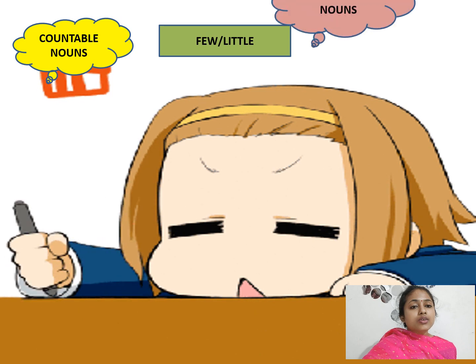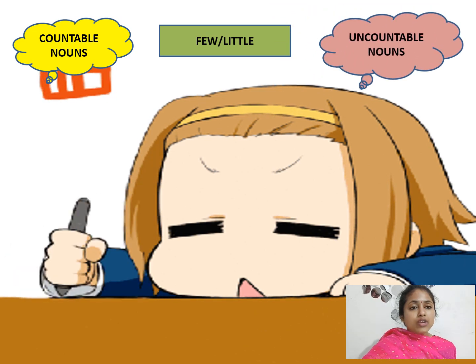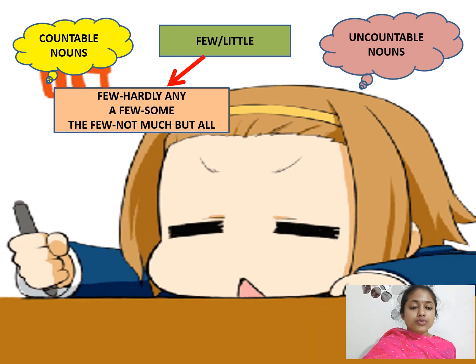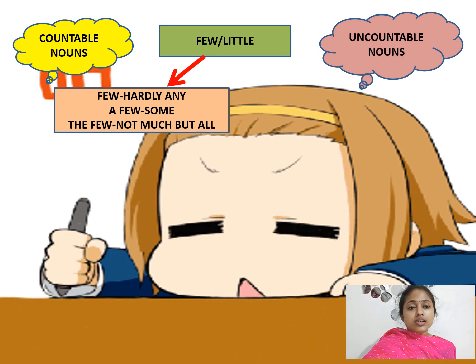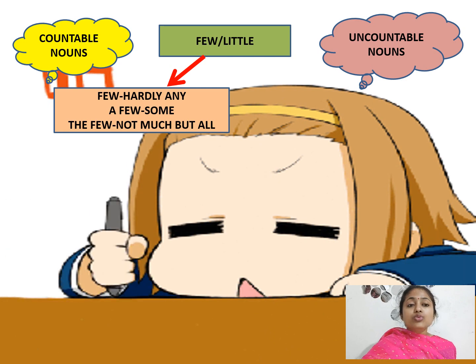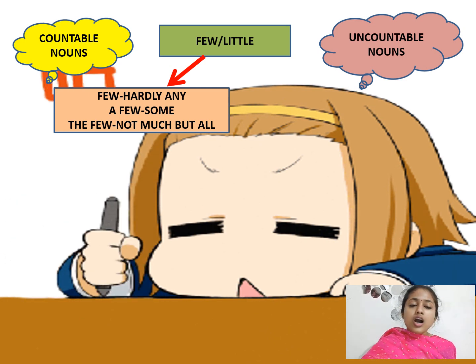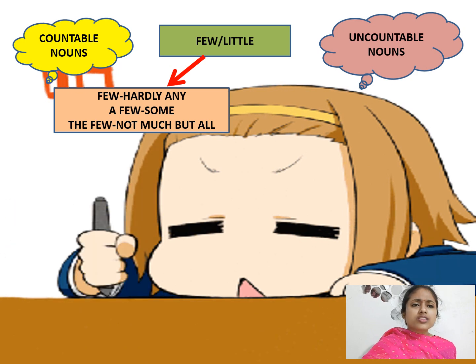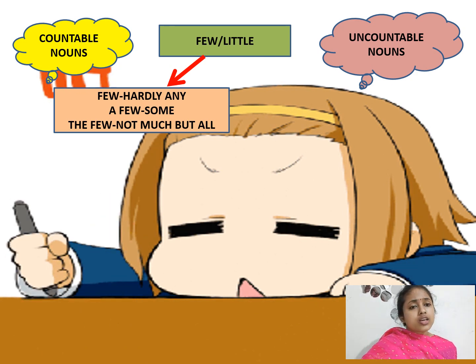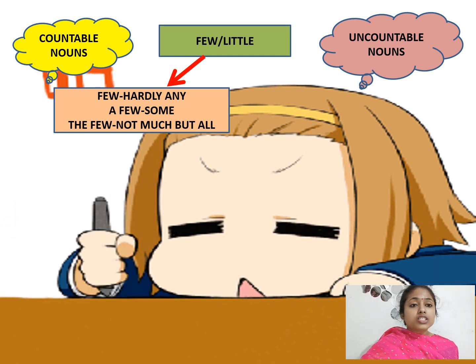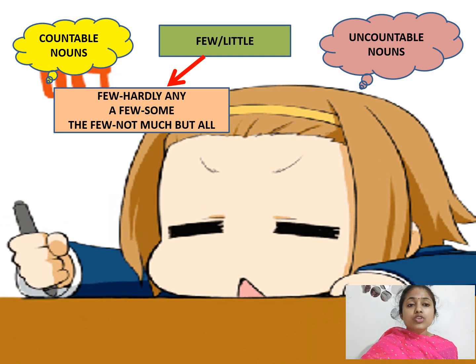Now let's see what the arrow is denoting. Arrow is denoting three kinds of few: few, a few, and the few. They are drastically different from each other. Few stands for negative, that is hardly any, there's nothing. A few stands for positive, that is some amount is there which is appropriate enough. The few is not much but all, means whatever you have, everything.